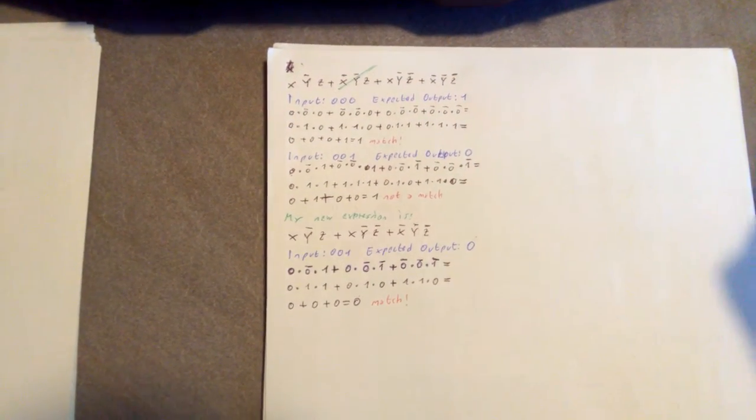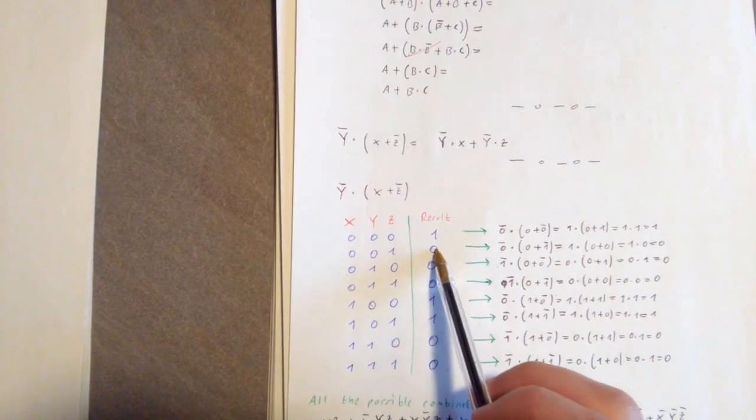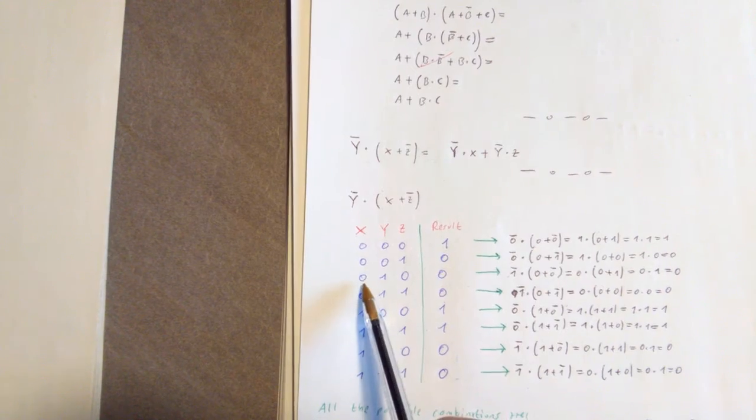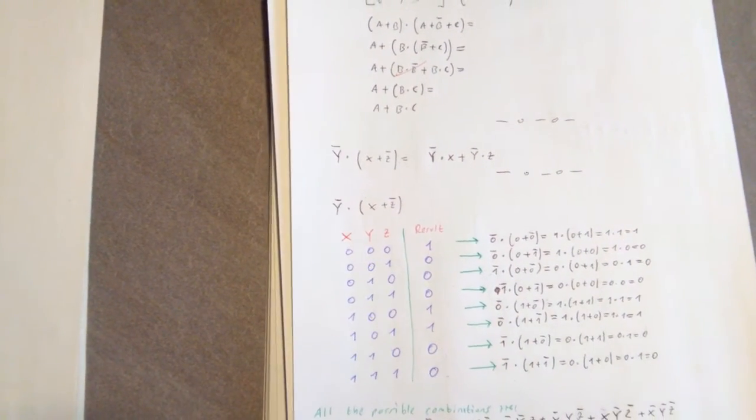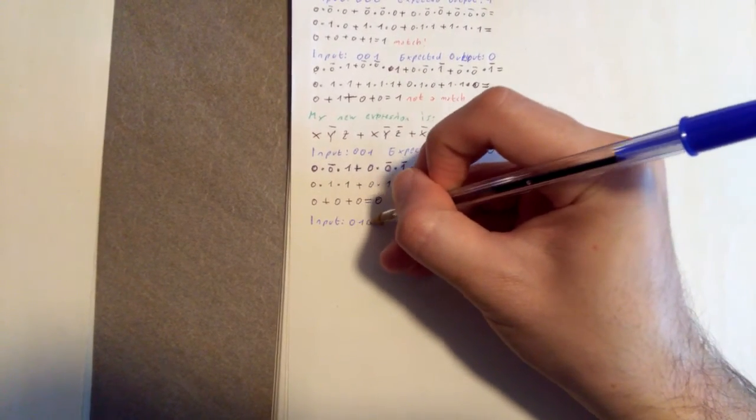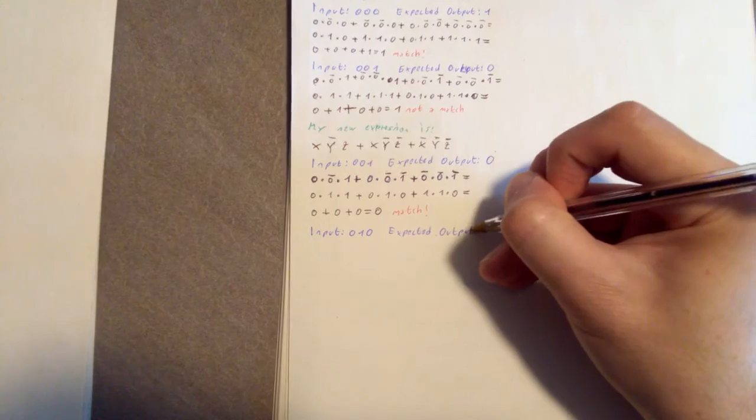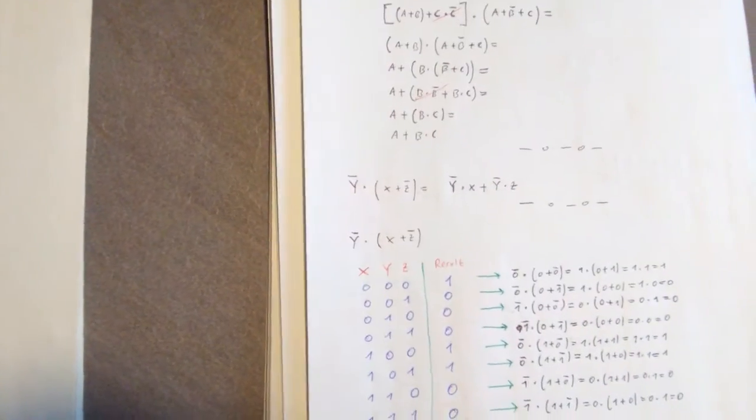So we go on and we say, okay, fair enough. Can we go on? Yes, we can. This was 001, which gives me a 0. And I'm going to go on with the 010, which is going to give me a 0. So the input is 010, and the expected output is a 0.